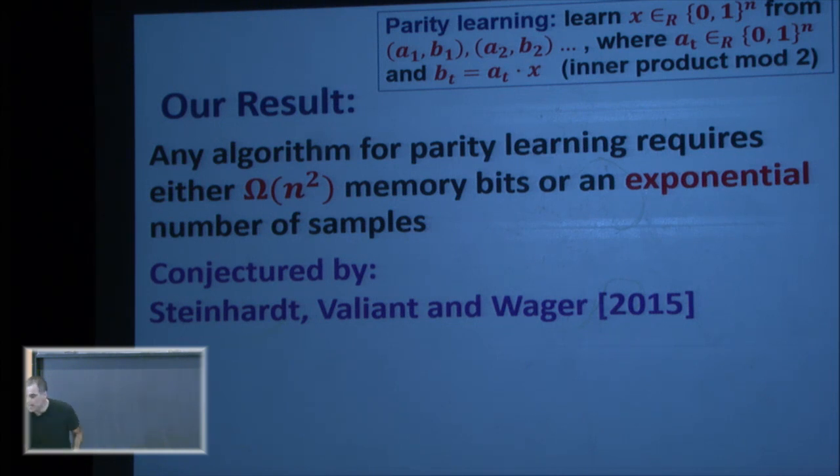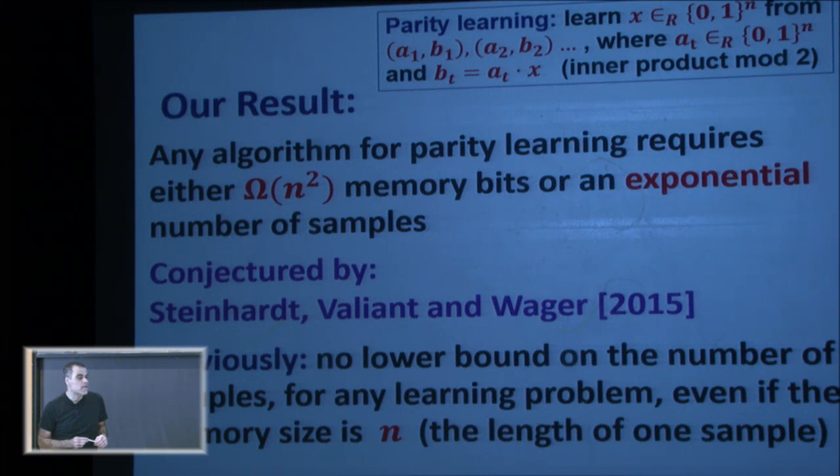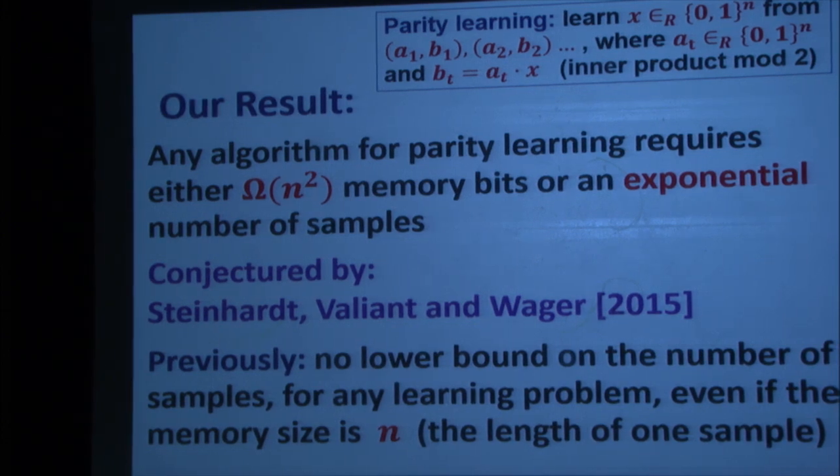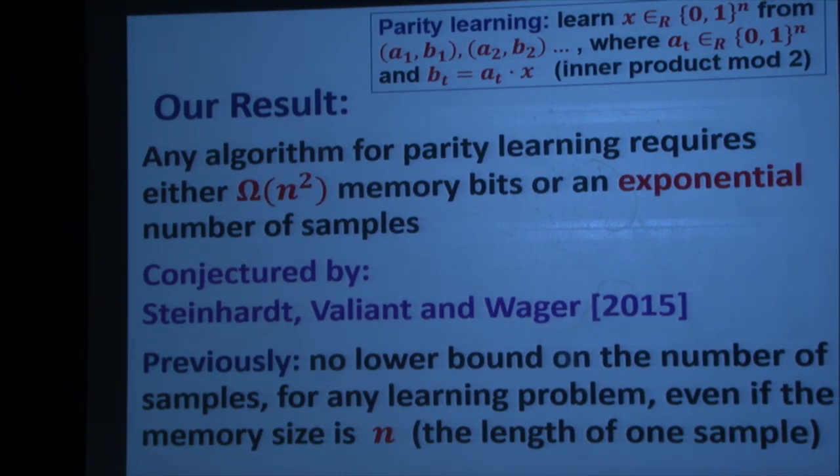So this is the main result. This was conjectured last year by Steinhardt, Valiant, and Wager. They were the first to ask this question, so a lot of the credit for the result should go to them. I just want to say that previously there was no lower bound for the number of samples, even if the memory size that you allow is n, which is the space that takes you to remember one sample.